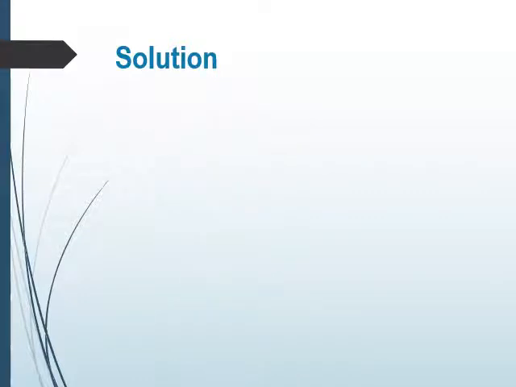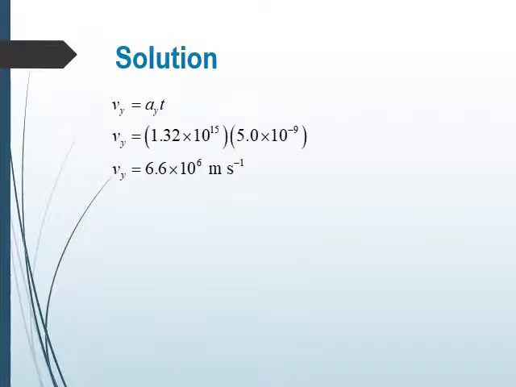Now that we have the acceleration along the y component and the time needed to travel through the plate, we can then apply the equation vy equals ayt to calculate the velocity along the y component. So substitute the values into the equation and you will obtain vy equals 6.6 times 10 to the power of 6 meters per second.